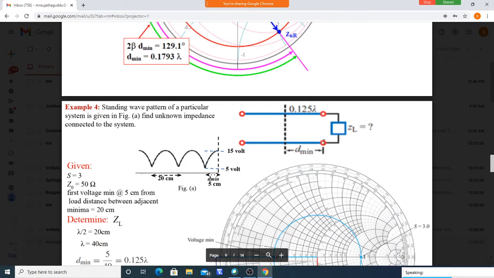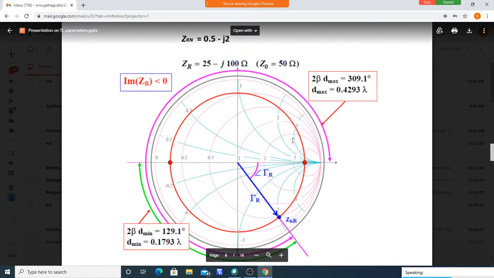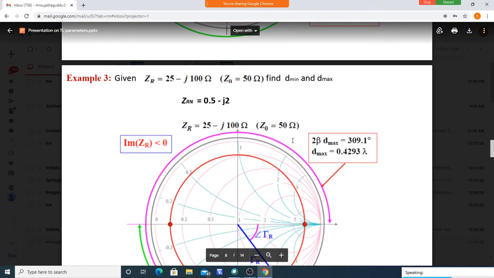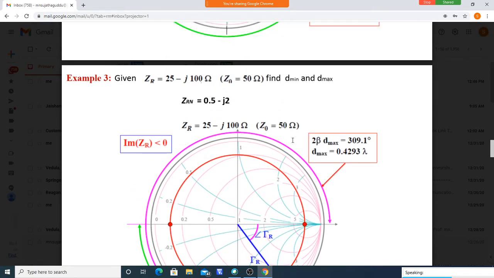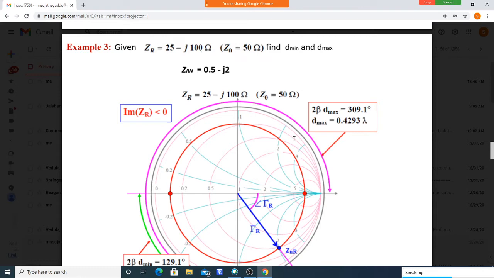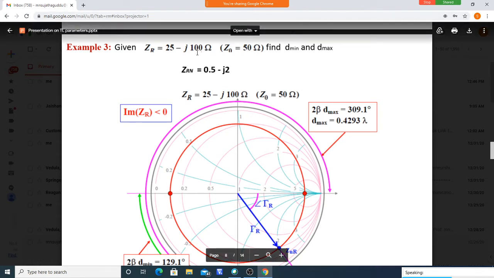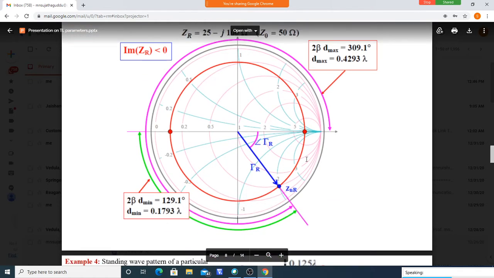See, as you move like this from the load, at what distance D minimum is there, that means minimum impedance, and the maximum impedance is there. You should find the distance at which the maxima point and minima point occur on the Smith chart. So to do that, you find the normalized impedance, which is 0.5 minus j2. You mark it on the Smith chart.